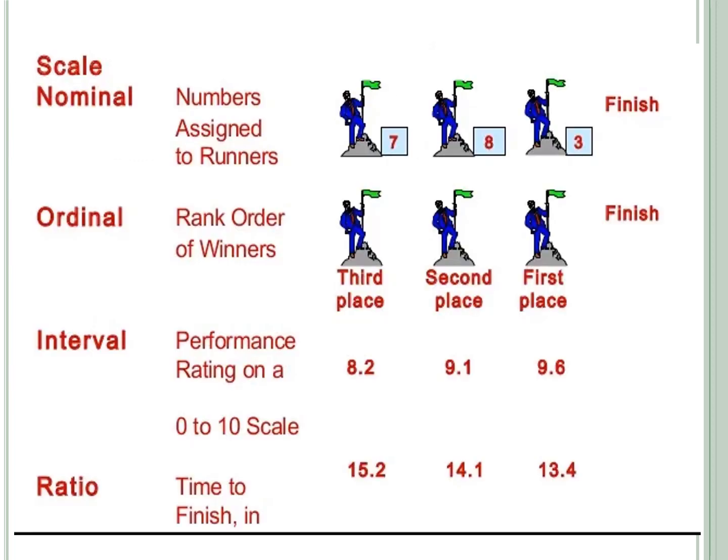So here are the differences between the four scales. First is the nominal scale, where numbers are only assigned. The second is the ordinal scale, where we can see the numbers and also the rank orders given to the winners. Third is the interval scale, where the performance of the players is rated on a 0 to 10 scale. The fourth one is the ratio scale. It shows the time the players took to finish their race.